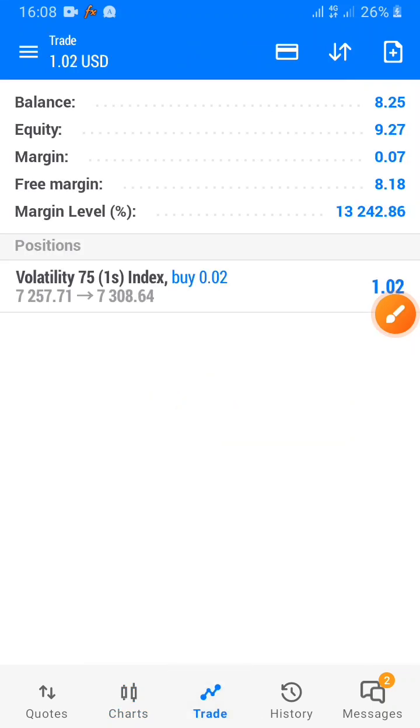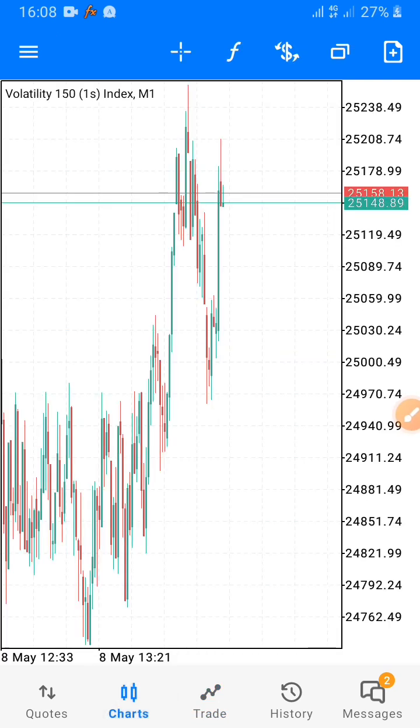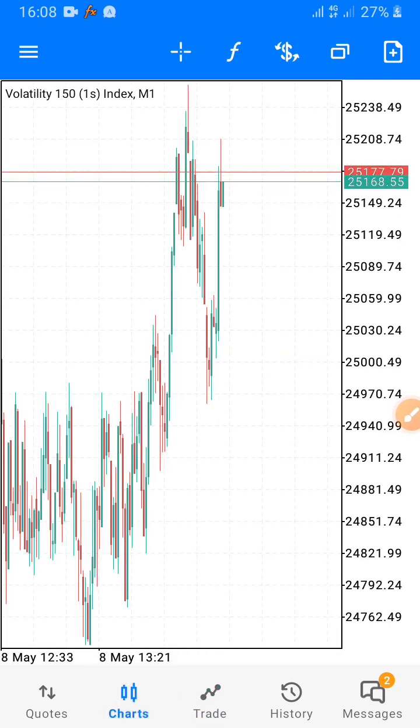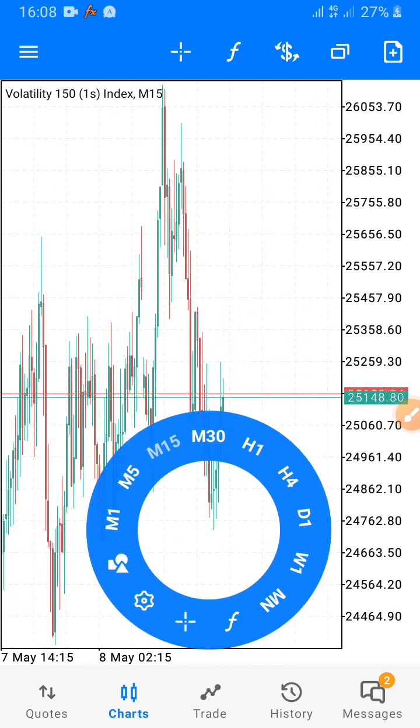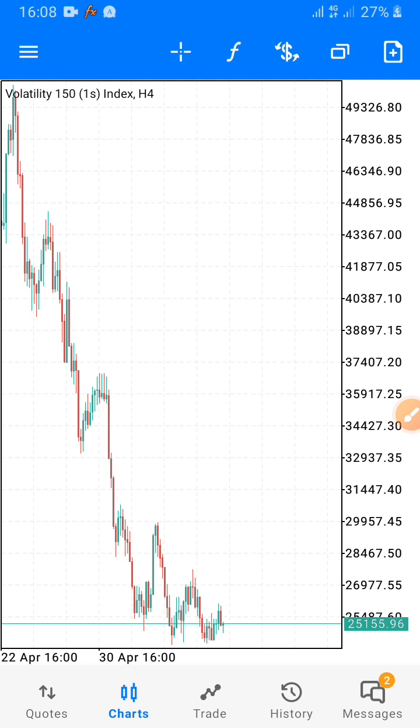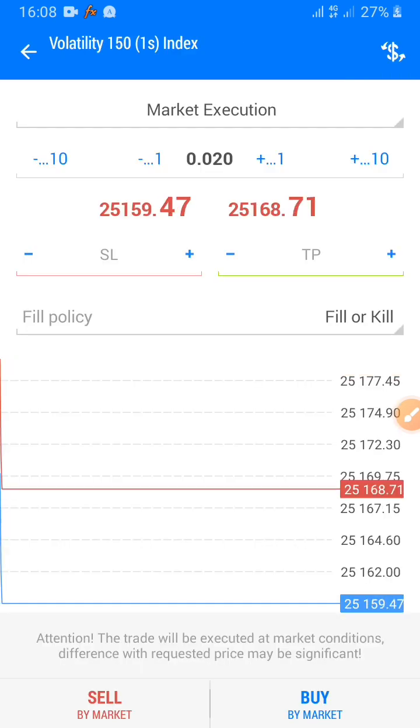Okay, as you can see, I have this small account here. My account is $8 and I have one running trade, but I want to open another trade on Volatility 15 1s. As you can see, let me start on a bigger time frame. So I want to enter a sell.